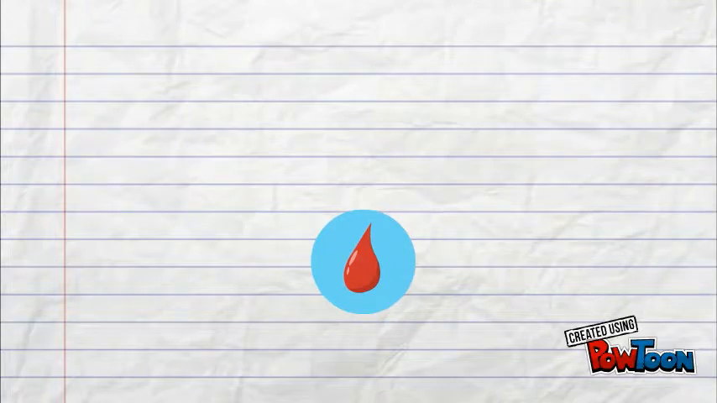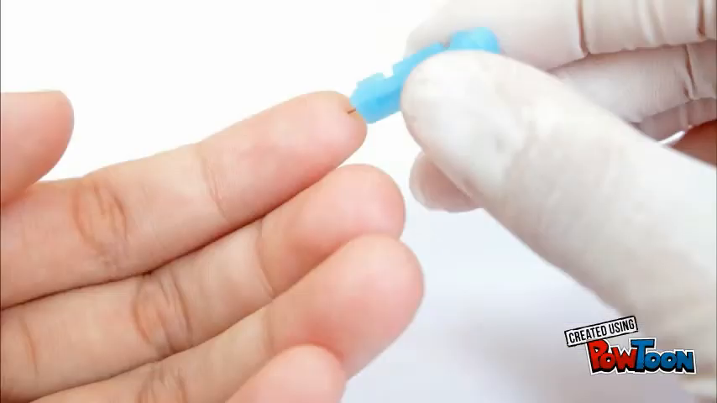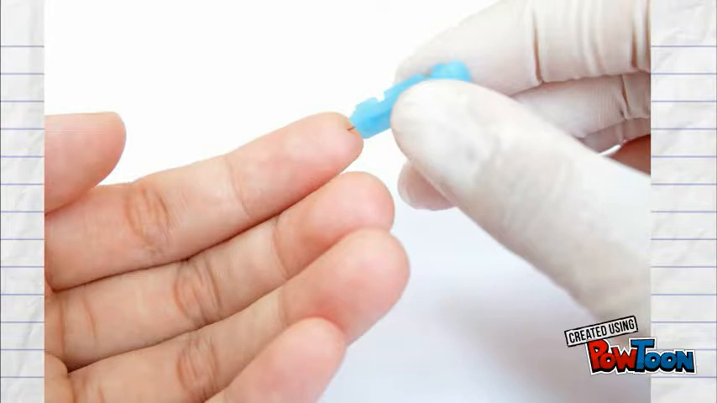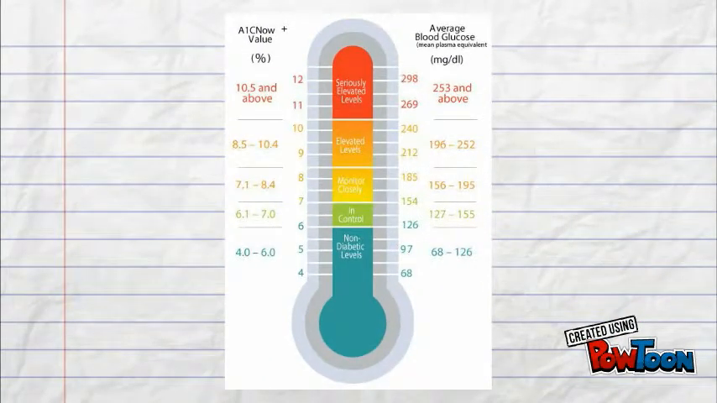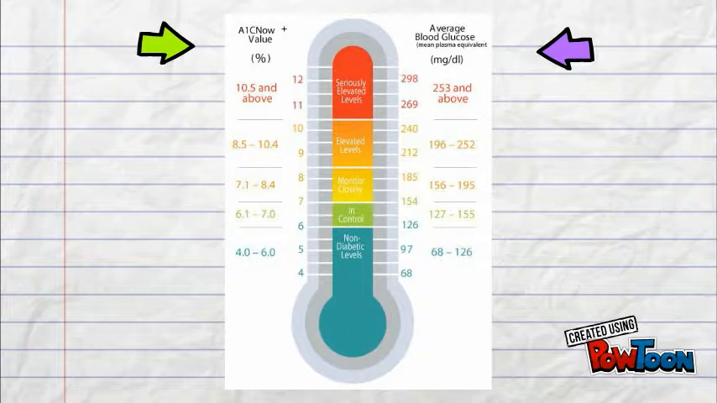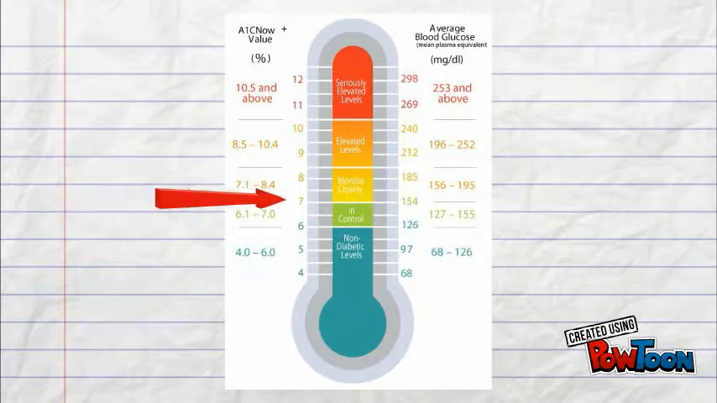This test requires a drop of blood, which is usually done with a small lancet device that pokes your finger. Once the results of the A1C are in, it is helpful to use this thermometer chart. On the left you have the A1C value, which is a percentage, and on the right you have the average blood sugar value that equals the A1C percentage. For example, 7% equals a blood sugar value of 154. In the middle it tells you what your A1C value means.